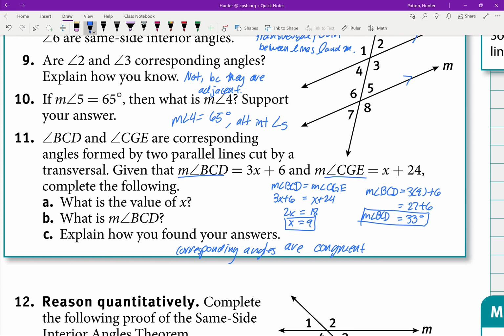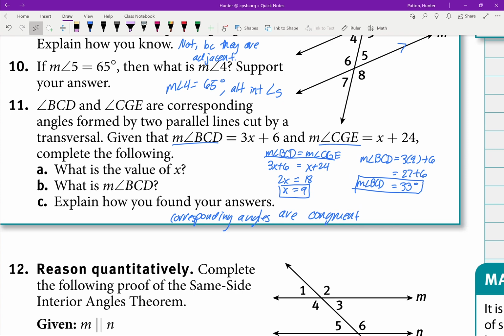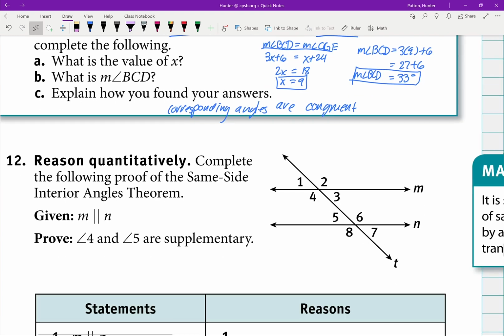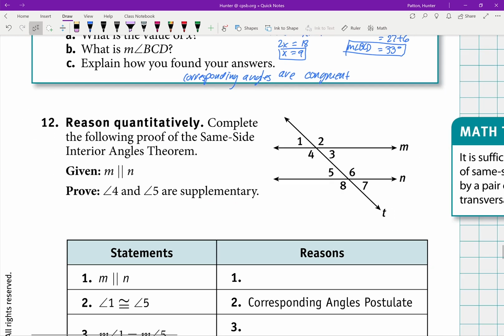That is what allowed us to do this statement right here. It allowed us to set those two angles, the measure of those two angles, equal to each other. And then from there, we were able to solve for x. Okay? All right. If you have questions with any of this, we can answer in our question session, or you can also shoot me an email.